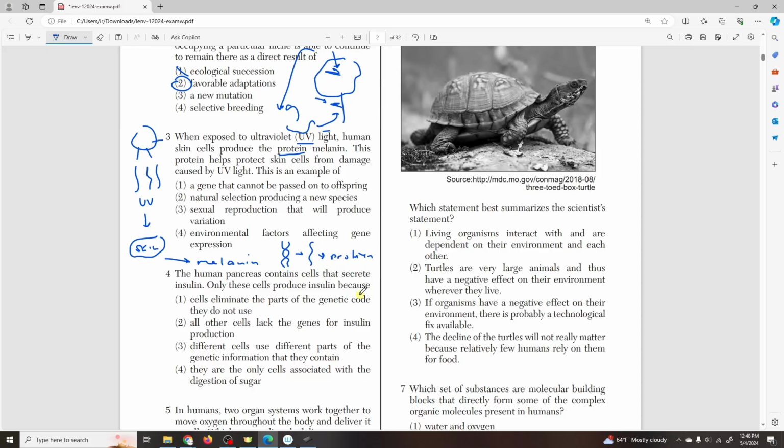But what caused this change actually is an environmental factor, right? That UV light activated something within our gene or something within our DNA that then triggered that DNA to replicate, triggered that DNA to transcribe into protein, and then triggered that protein to translate into melanin, right? So environmental factors affect gene expression. So the UV light affects how we express melanin.